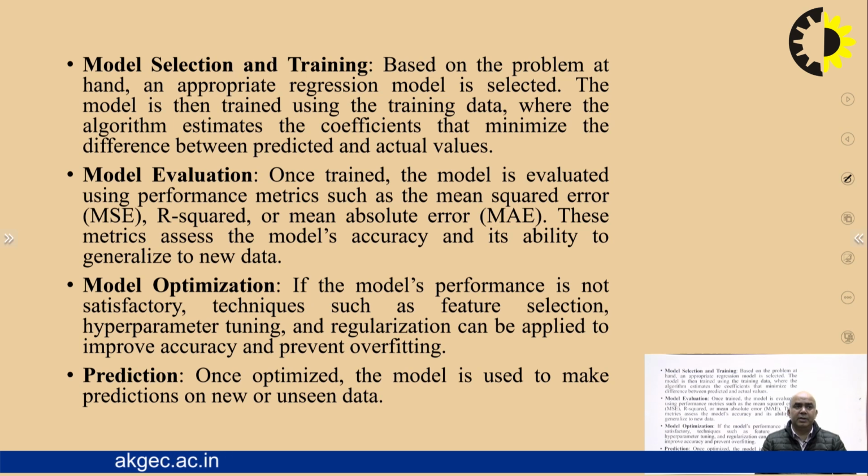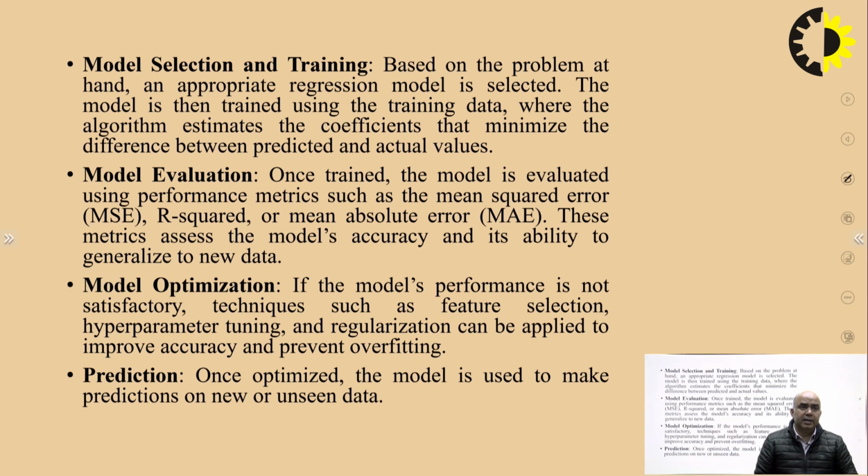Then we perform the model selection based on the problem. An appropriate regression model is selected. That model is then trained using the training data, where the algorithm estimates the coefficients and minimizes the difference between the predicted and actual values. After training, we have to evaluate our model. We use mean square error, we can use R square, we can use MAE in order to validate our model and check for any kind of error.